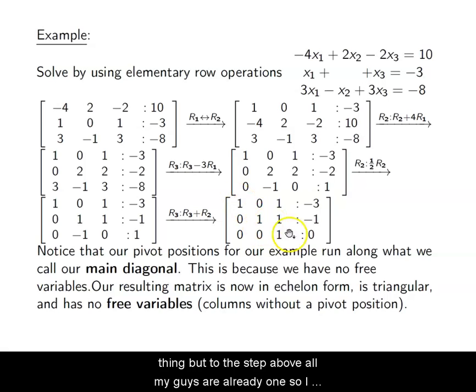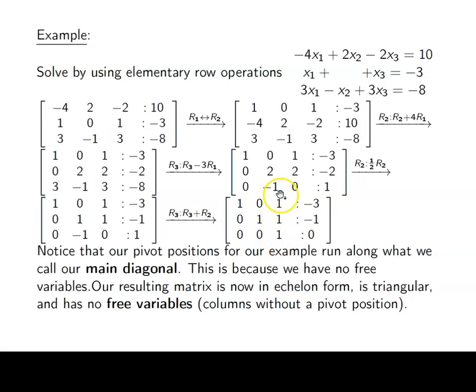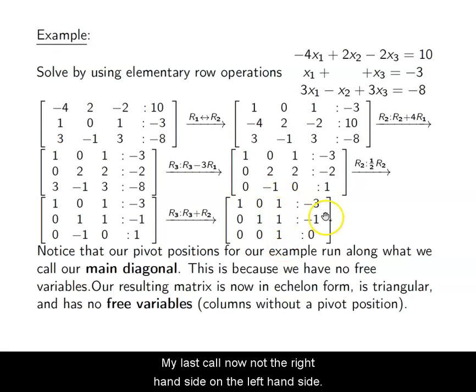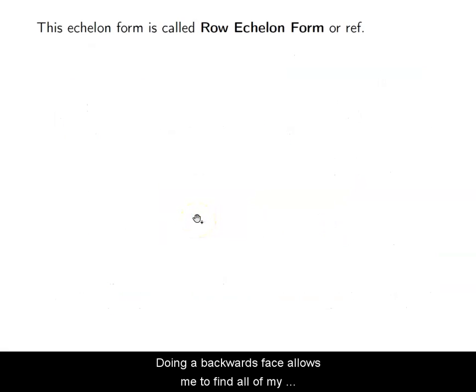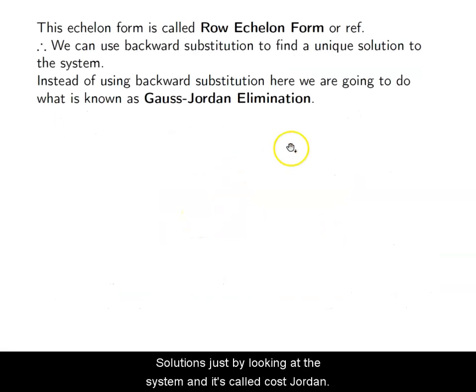All my values are already 1, so I don't have to worry about making them 1. So I'm going to try to make all the values above my last entry, my last column, not the right-hand side, on the left-hand side, a 0. I'm going to make this a 0 and this a 0. And then I would come over and try to make this a 0 if it's not already. So what I did is a forward phase, which results in this form, which is called Gaussian elimination, the process. Doing the backwards phase allows me to find all of my solutions just by looking at the system, and it's called Gauss-Jordan elimination.